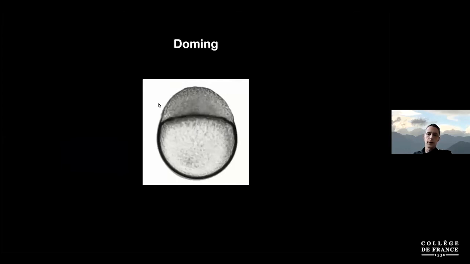Essentially, what we're looking at here is again a zebrafish embryo, roughly 4 hours old, and it consists of 1,000 cells, which is forming the blastoderm, and a very large cell on which this blastoderm is sitting, which is called the yolk cell.